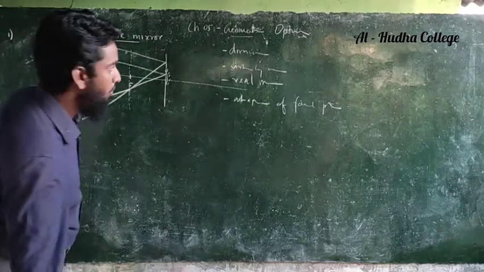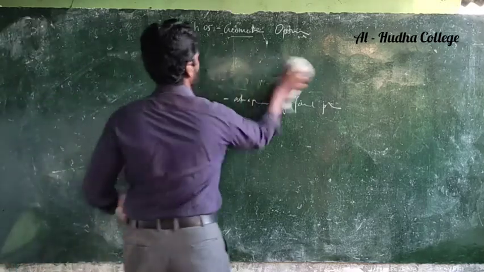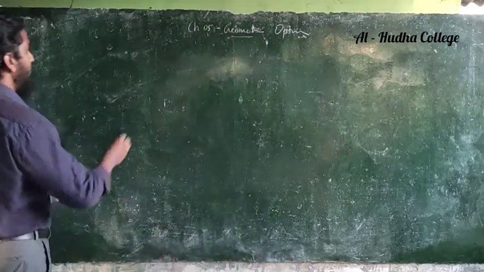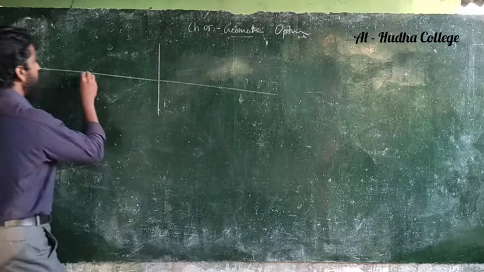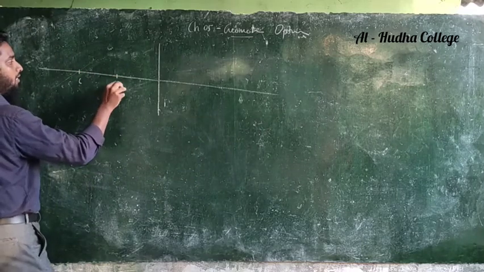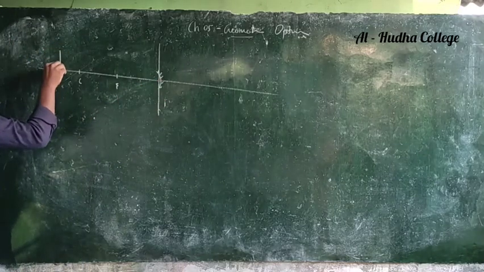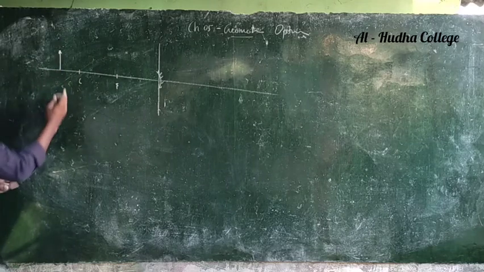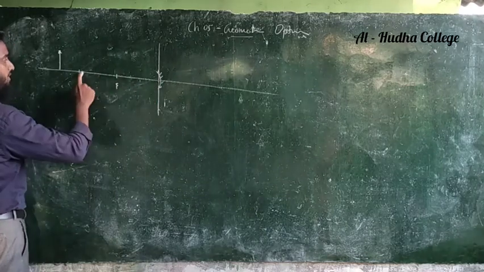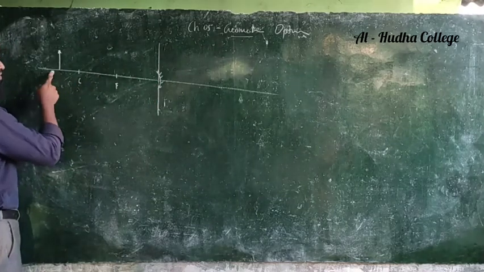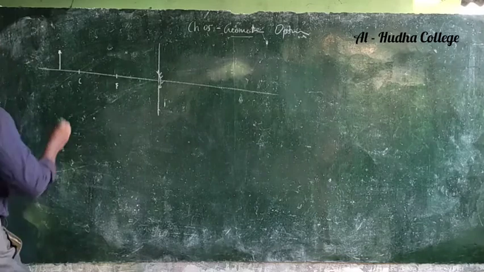Okay. Now we will move to our second situation. We consider the center of curvature here, the focus here. In the second situation, the object is beyond C, just after the C. If C is 50 centimeters, then this is 55, 60, 70, 75 centimeters, just after the C.